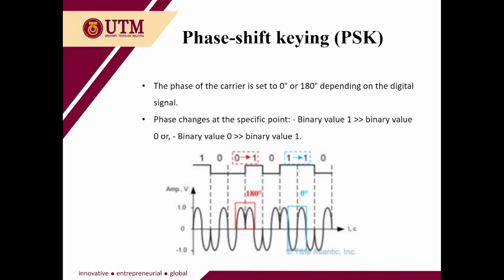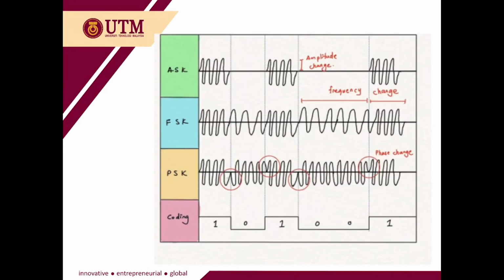The phase of the carrier is set between 0 degrees or 180 degrees, depending on the digital data signal that is transmitted. Phase change occurs at the specific point, from binary value 1 to binary value 0, or from binary value 0 until binary value 1. This is shown in the graphic below. This is the graphical comparison between ASK, FSK, and PSK, also the coding that is used in this type of carrier signal.